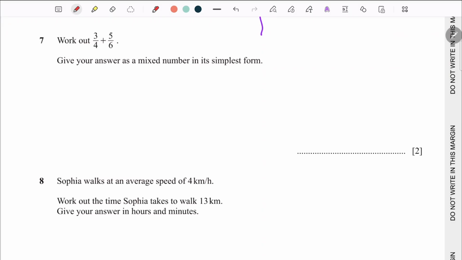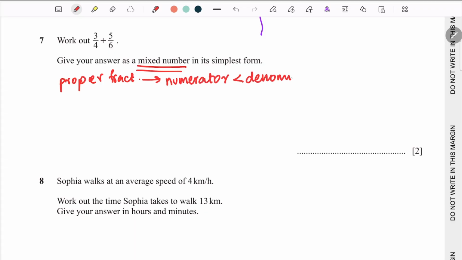Question number 7. Work out 3 over 4 plus 5 over 6. Give your answer as a mixed number in its simplest form. Now there are three types of fractions: proper fractions, improper fractions, and mixed fractions. A proper fraction is one in which the numerator is less than the denominator. For example, both of these fractions are proper fractions because the numerator is less than the denominator.